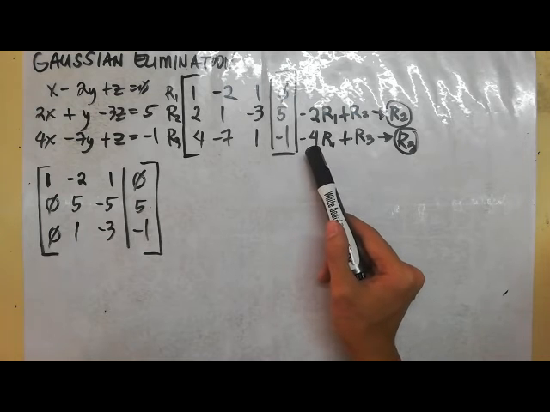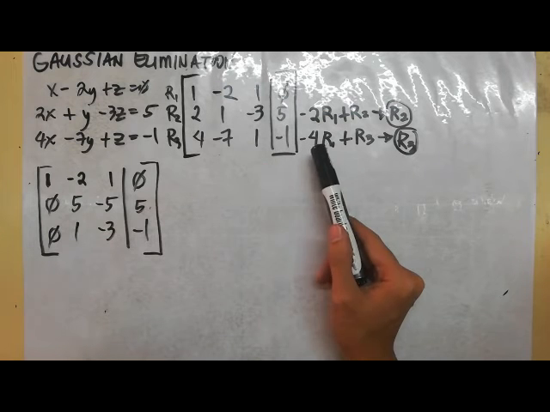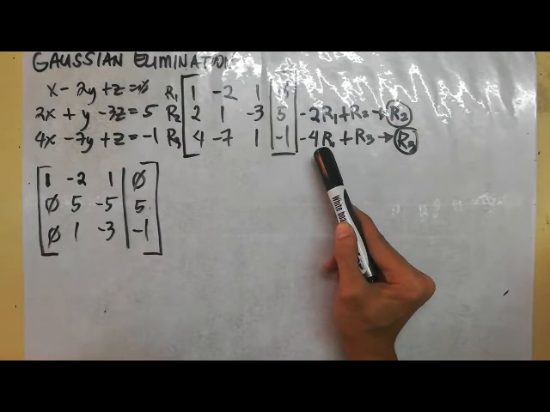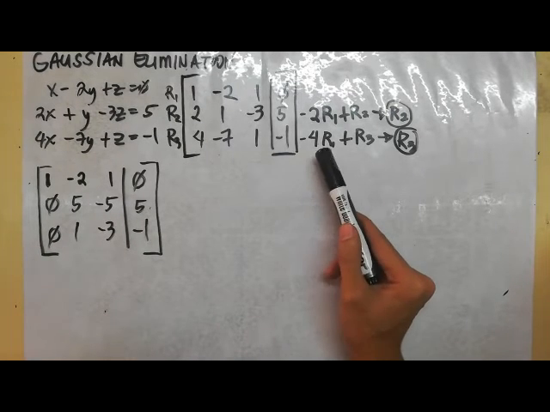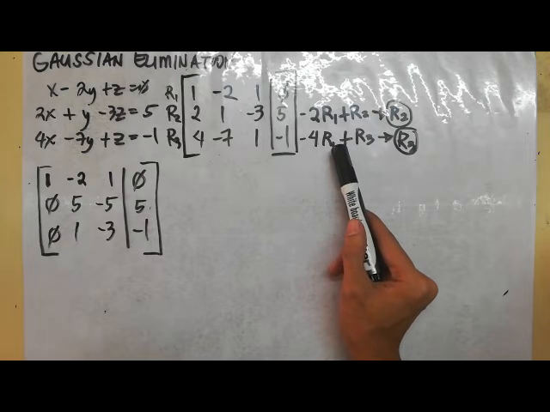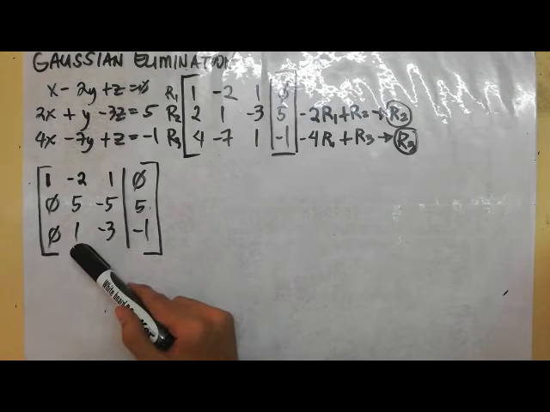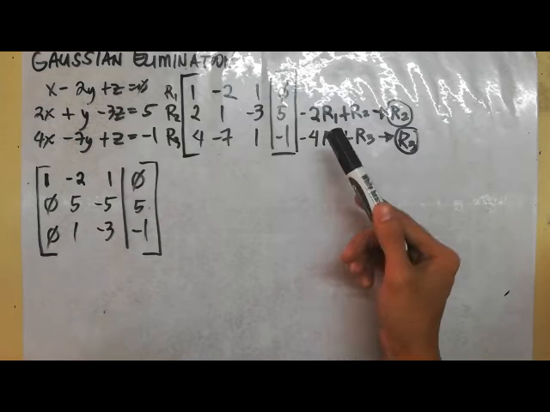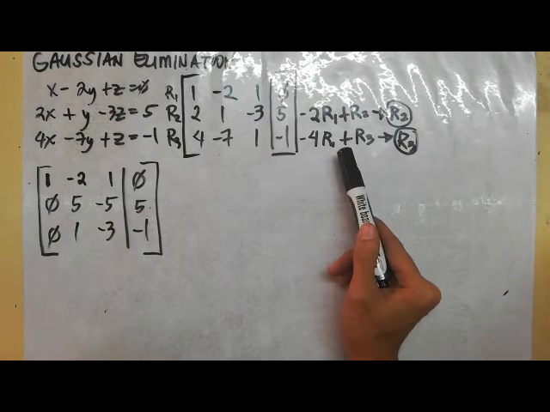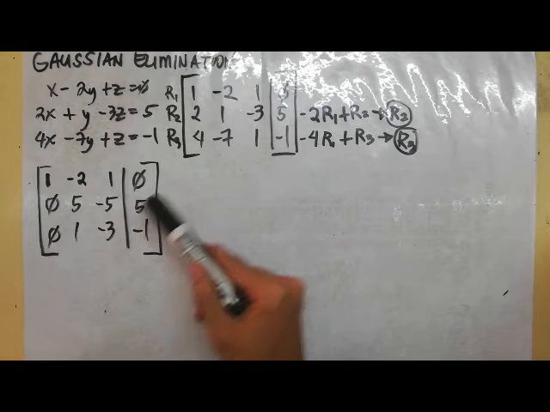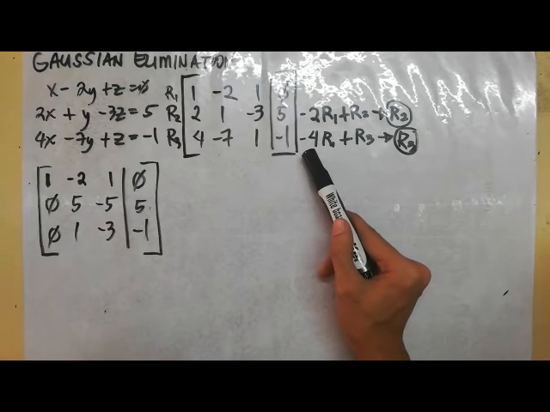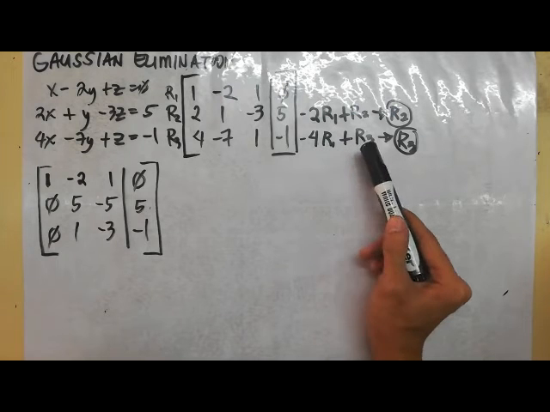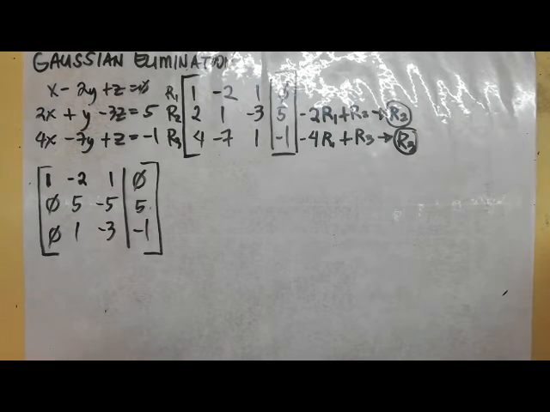Next, negative 4 multiplied by R1, which is 1, so negative 4 plus 4, we have 0. Negative 4 multiplied by R1, which is negative 2, so we have positive 8, plus R3, which is negative 7, so we have 1. Next, negative 4 multiplied by R1, which is 1, plus R3, which is 1, so we have 3. And last, negative 4 multiplied by R1, which is 0, so this is 0, plus R3, which is negative 1, so we have negative 1.